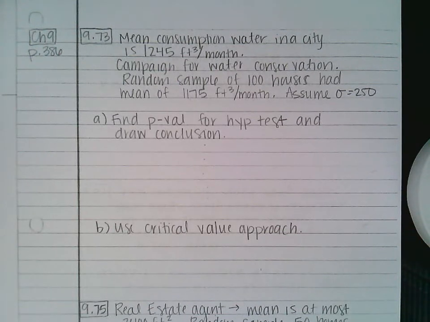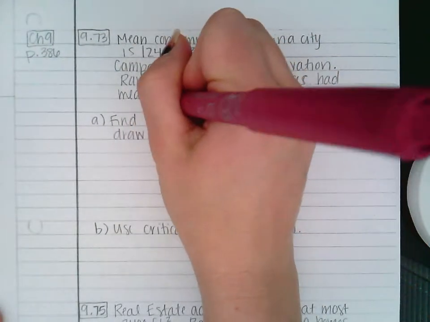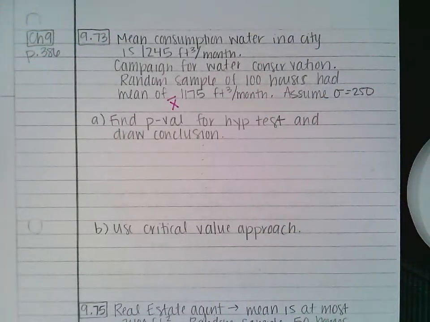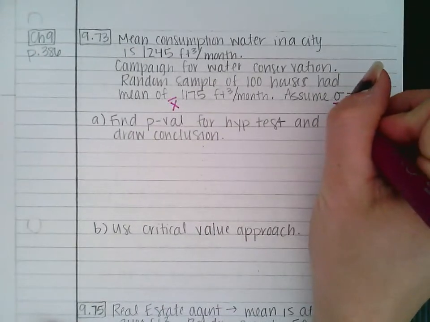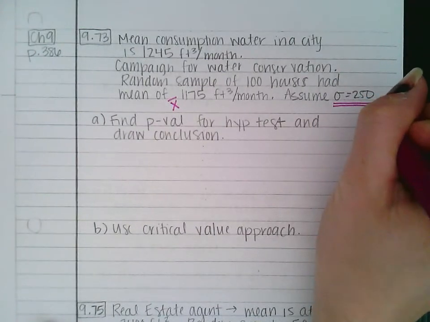So the first question that the professor wanted you to look at was question 9.73, and it said that the mean consumption of water in a city is 1,245 cubic feet per month for each household. Okay, and then there was a campaign for water conservation. And so we have a random sample of 100 houses, and that had a sample mean, label that as X bar, sample mean of 1175. And we're going to do this under the assumption that the population standard deviation is 250.